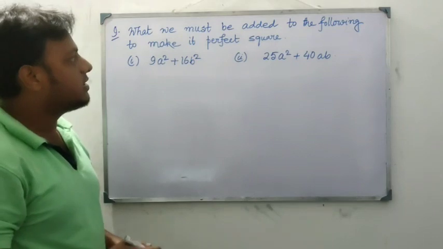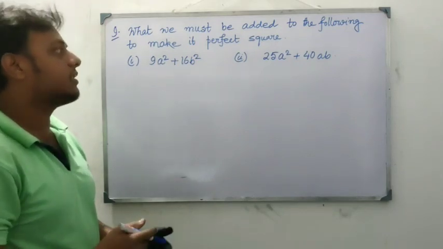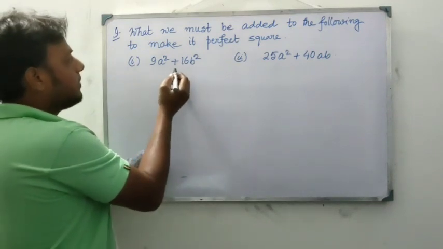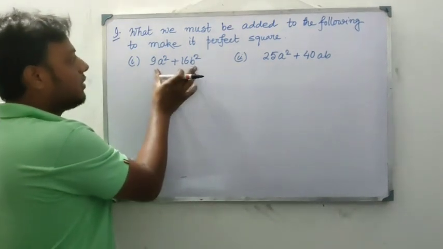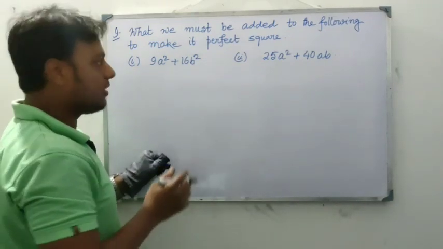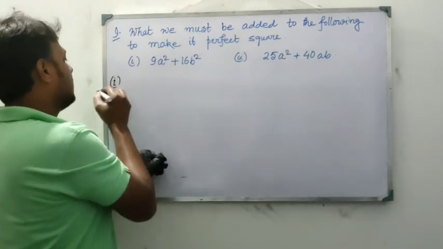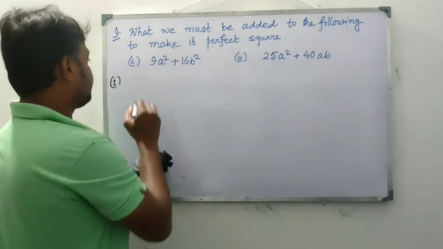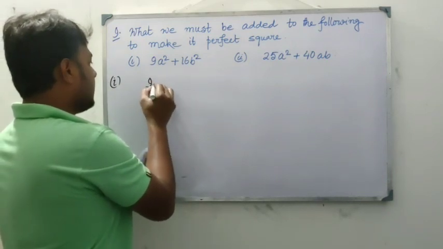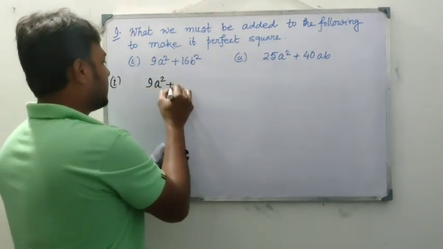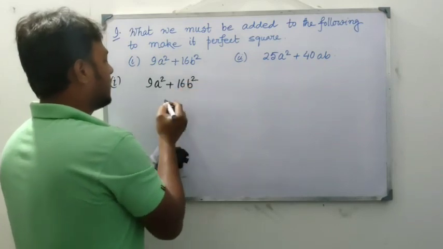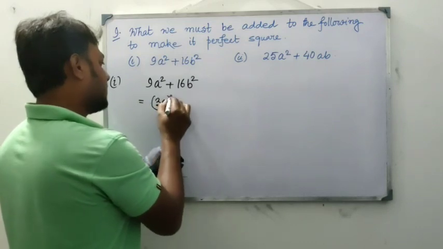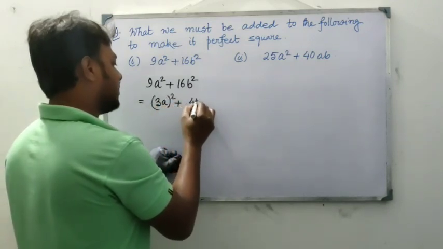Next, problem number 9. What must be added to the following to make it a perfect square? The question is what we must add to the given expression so that we can make it a perfect square. Okay, I am solving the first one. See, hope you will understand. The first one is given 9a square plus 16b square. So it is nothing but 3a whole square plus 4b whole square.